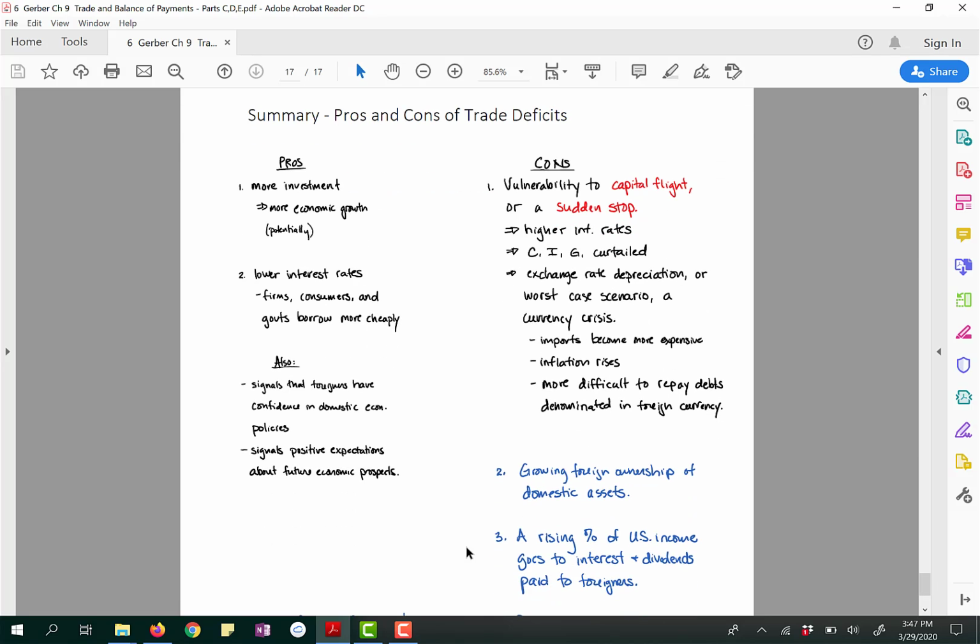You will have a short assignment, a podcast quiz related to the downside or the concern about having a trade surplus that is too large, and it will use Germany as an example.